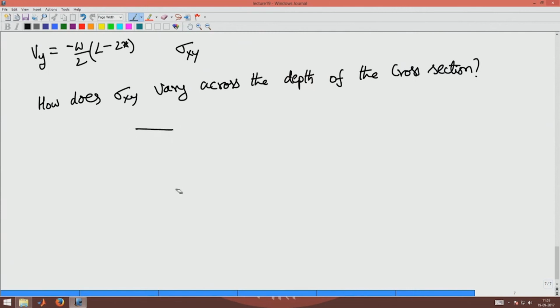So, if this is the cross section, you know that this is 0 for sure at these 2 points, and hence we will see in the next class that it will be a parabolic variation like this, with the maximum shear stress tau max being 3 by 2 V by BH. Okay, we will see this in the next class.